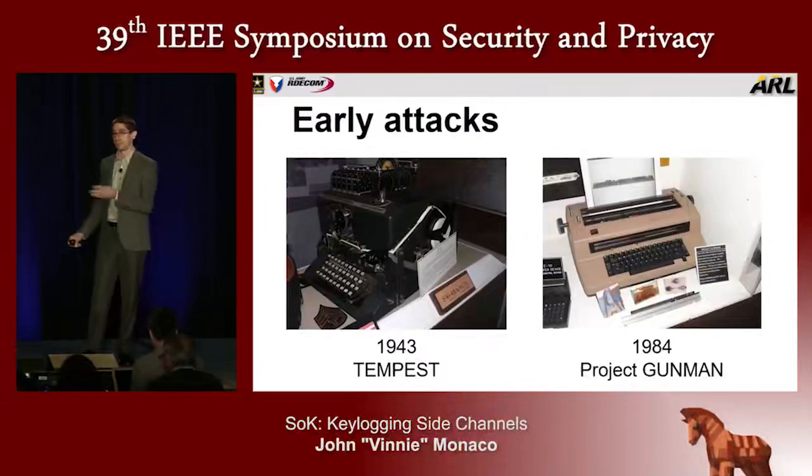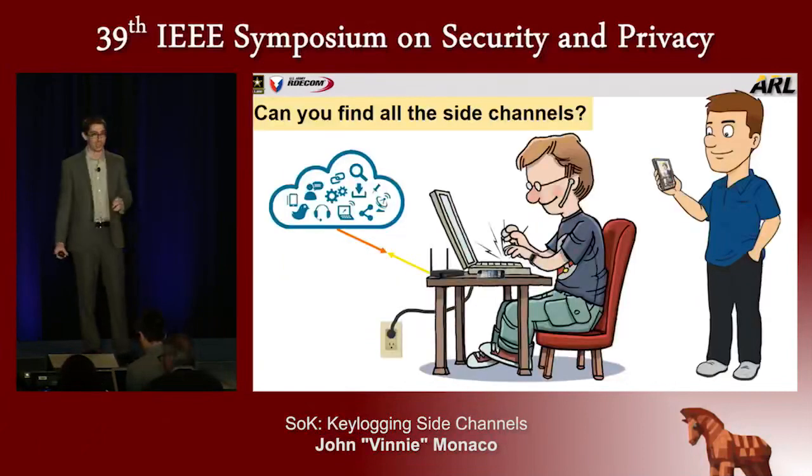And so this attack went on for about 8 years or so until it was discovered. And Project Gunman was the U.S. response to mitigate this threat by replacing all the equipment at the U.S. Embassy they thought might be affected. So keylogging side channel attacks today are relatively more sophisticated.